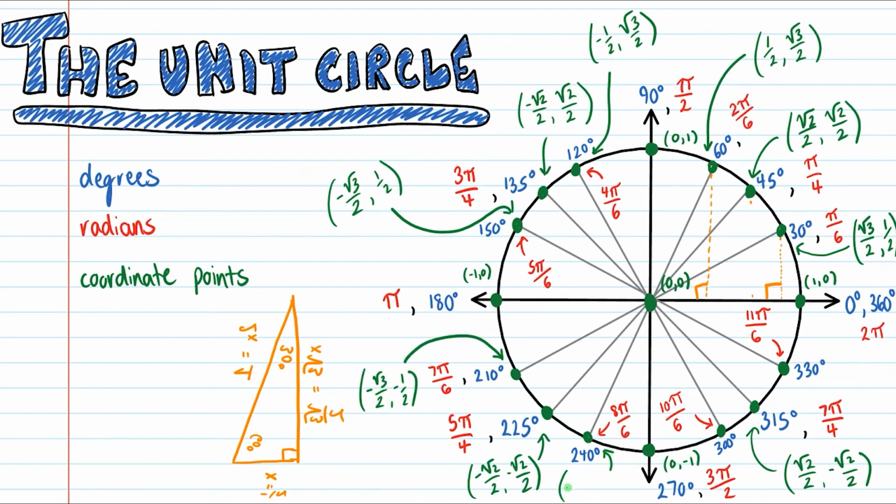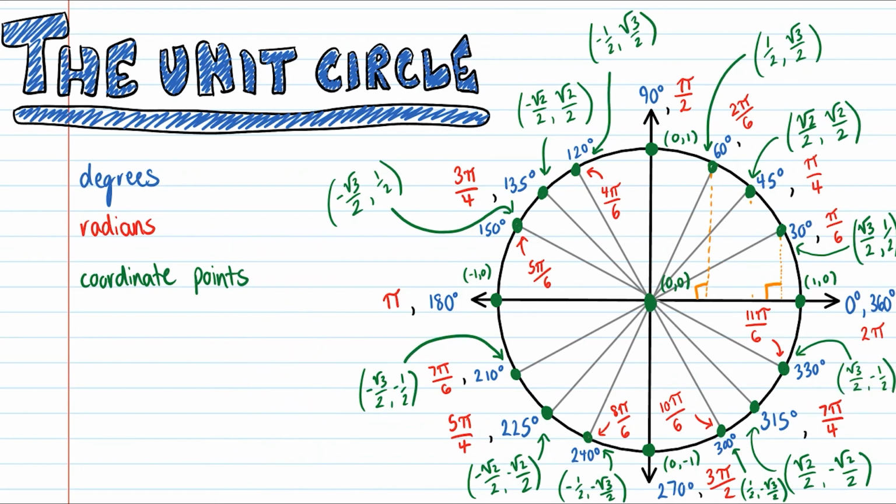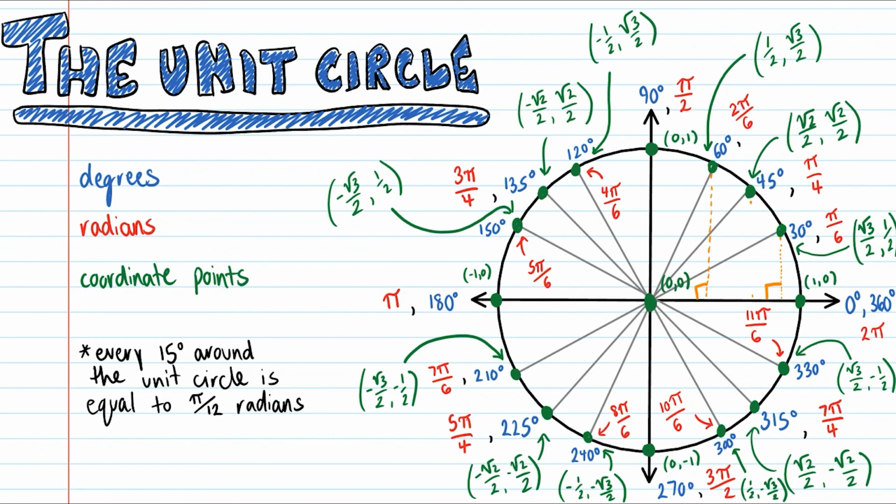And then to get all these points, it's just a matter of thinking about what sides line up and what quadrant they're in with respect to the sign of each part of the coordinate point. And this is it. This is the big bad unit circle. Basically with almost every 15 degrees around the unit circle being equal to pi over 12 radians.